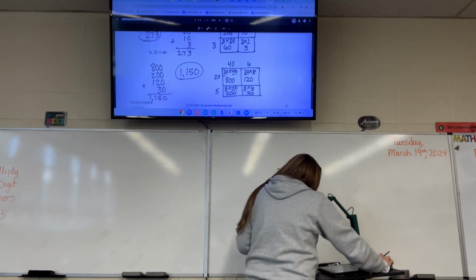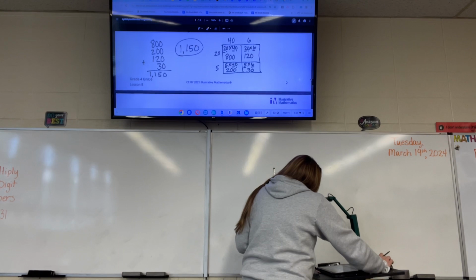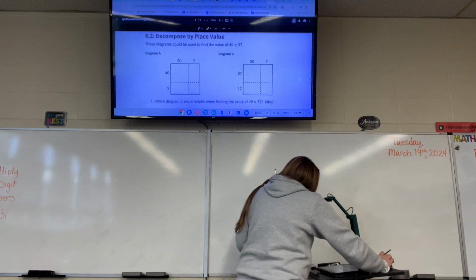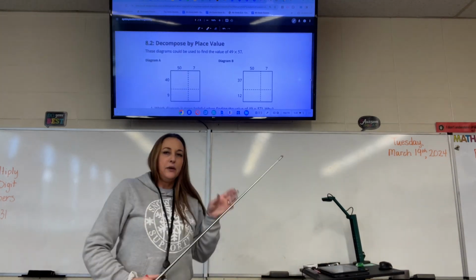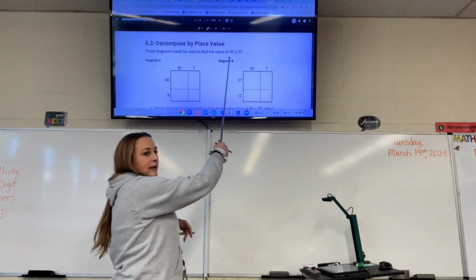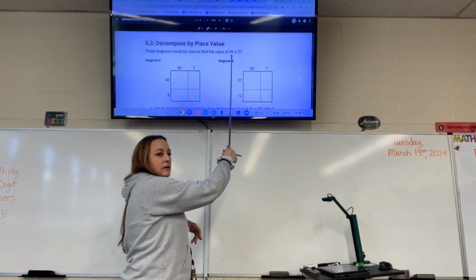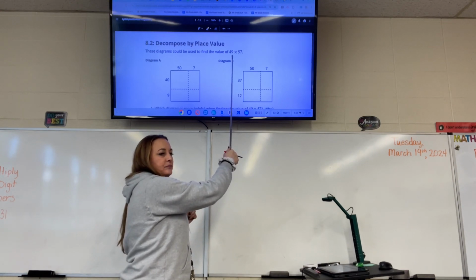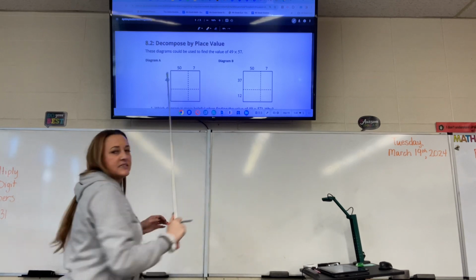Okay. Last page. Decompose by place value. So here's the problem we're doing. Okay, let's go. Next page. You can come back if you didn't finish, but this is an important page.